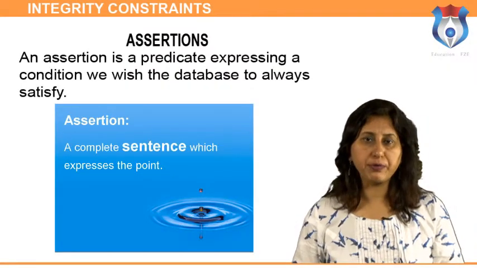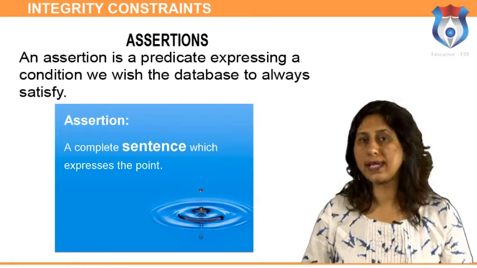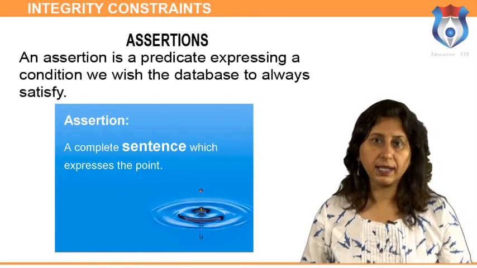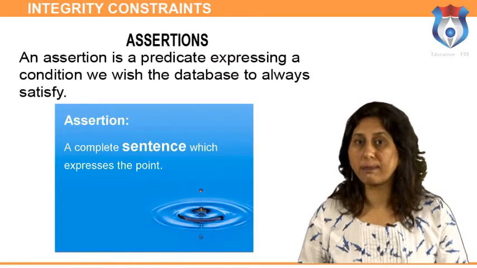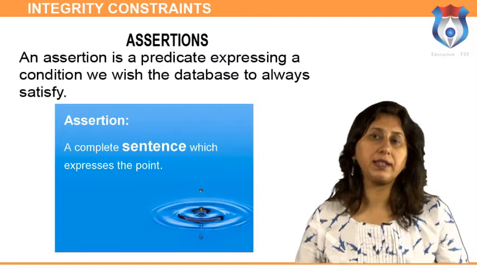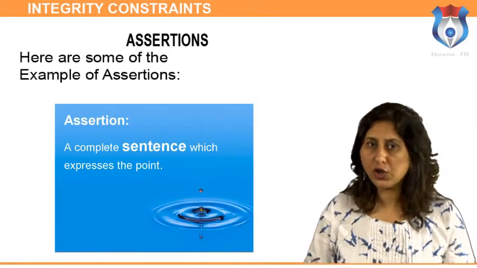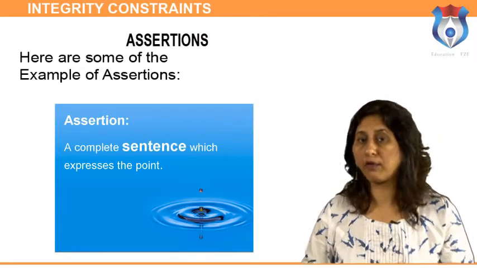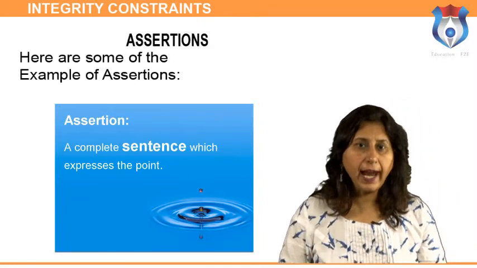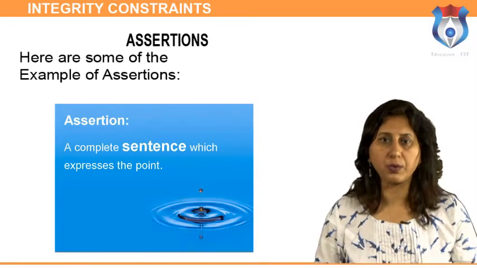An assertion is a predicate expressing a condition we wish the database to always satisfy. Domain constraints, functional dependency, and referential integrity are special forms of assertion where a constraint cannot be expressed in these forms. Examples: ensuring the sum of loan amounts for each branch is less than the sum of all account balances at the branch. Ensuring every loan customer keeps a minimum of $1,000 in an account.